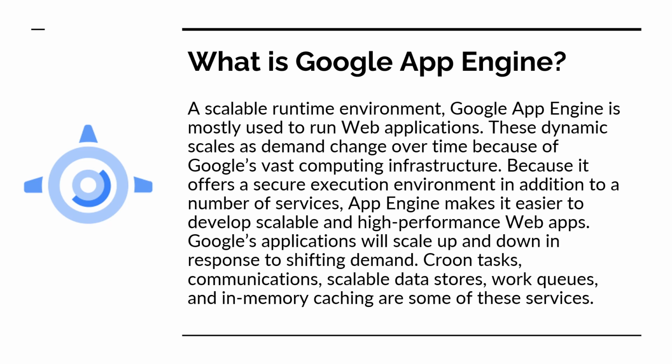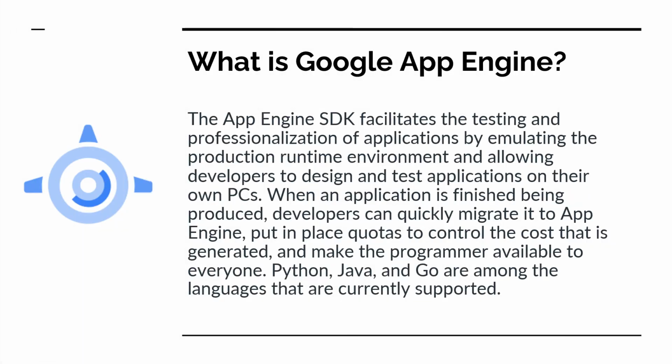Google's applications will scale up and down in response to shifting demand. Cron jobs, tasks, communications, scalable data stores, work queues, and in-memory caching are some of these services. The App Engine Software Development Kit facilitates the testing and professionalization of applications by emulating the production runtime environment and allowing developers to design and test applications on their own PCs.